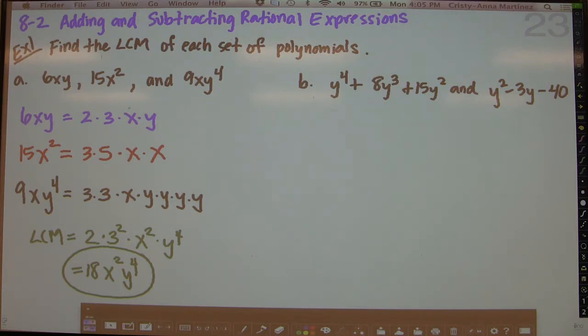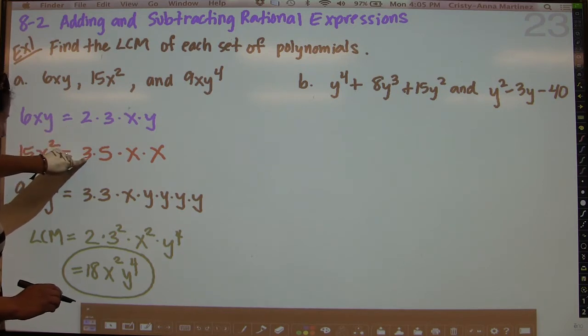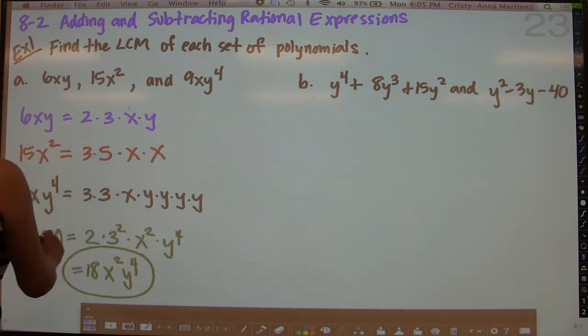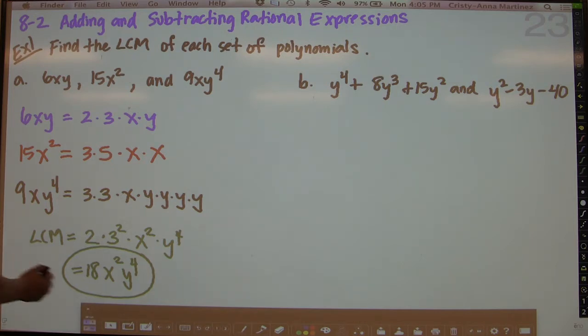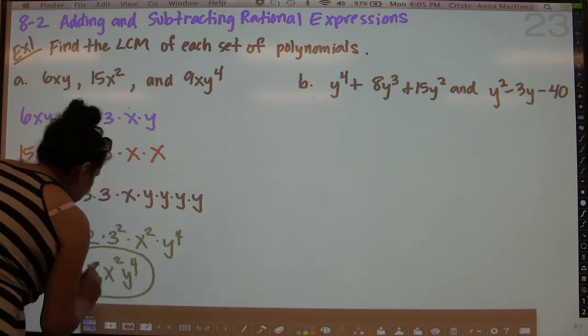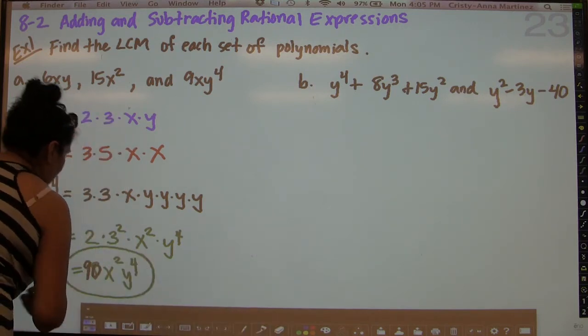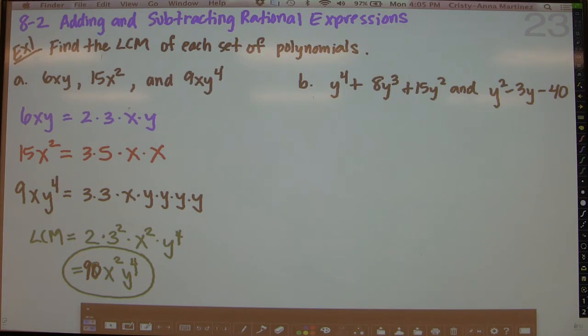All right, I'm so sorry. I forgot the 5. There's a 5 missing here. There's a 2, there's a 3, we got those in there. Oh, we forgot the 5. What's 18 times 5? Let's correct that real quick. 18 times 5 is going to give me a whopping 90. So actually, this should say 90x squared y to the fourth. That was a close one.